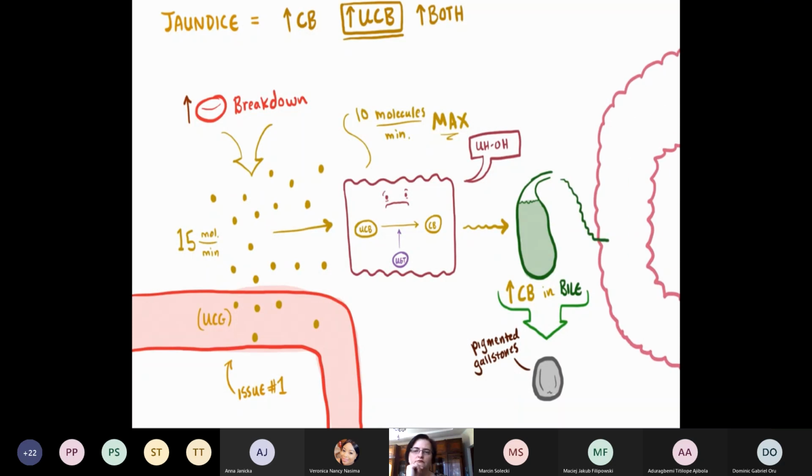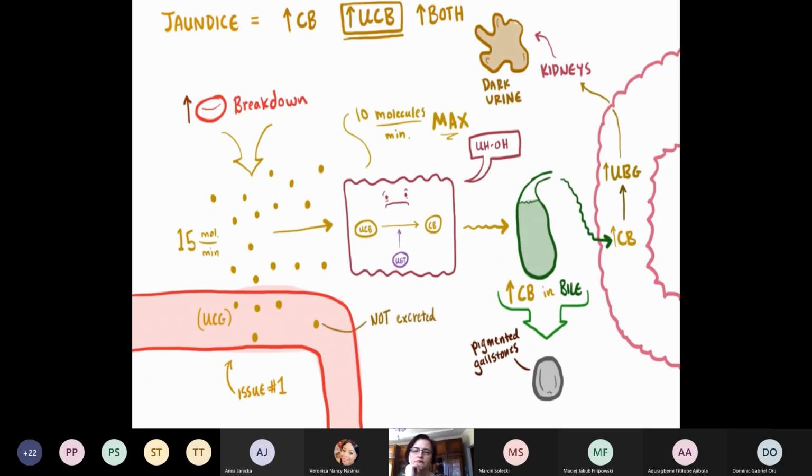Not only that, once all that conjugated bilirubin is sent to the duodenum, it's converted to urobilinogen. Remember that 20% of that urobilinogen is recycled back into the blood, and some of it is excreted into the urine, giving it a much darker color. But the unconjugated bilirubin is not excreted because it's not water-soluble.